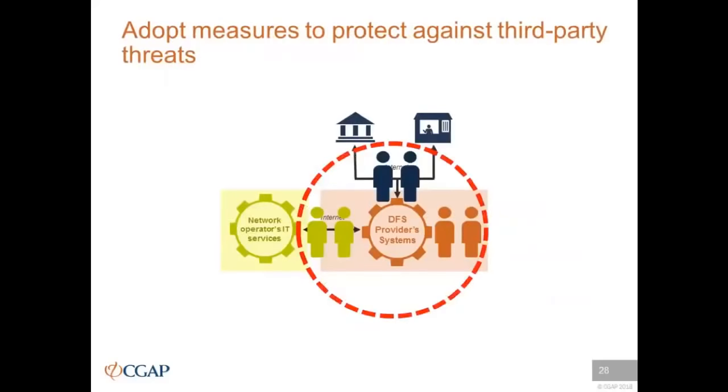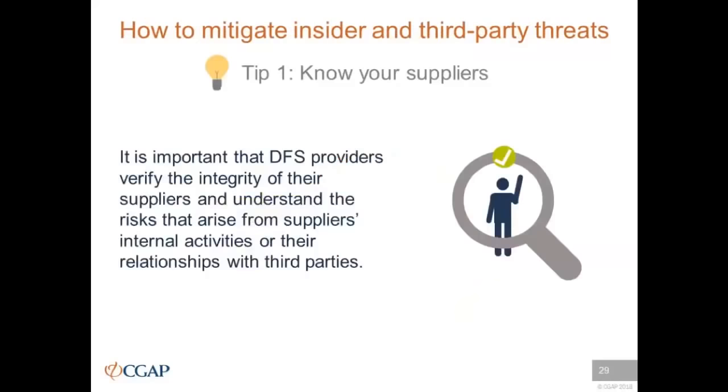Then secondly, adopt measures to protect against the third-party threats, so moving out from the internal threats slightly. So the first is know your suppliers. It's important that you verify the integrity of your suppliers and that you understand the risks that arise from the supplier's internal activities or the relationships with third parties, which might, for example, make them subject to coercion to provide improper access to DFS providers' information.